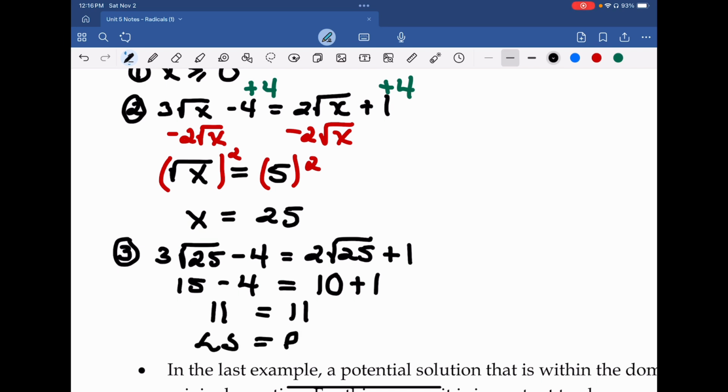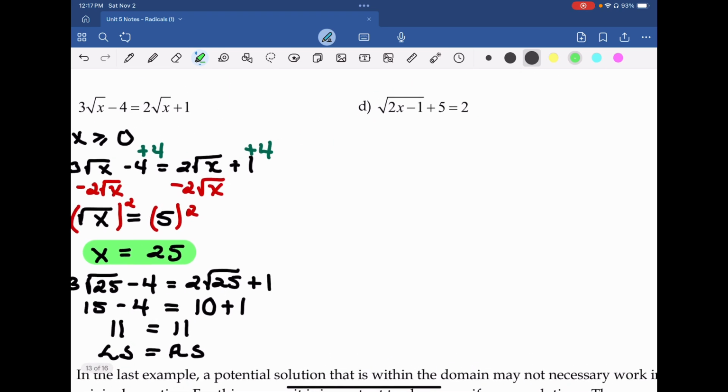Left-hand side is equal to right-hand side. And we're satisfied with this. We're like, hey, it works. We verified it. It's all good. Perfect. Okay. One more example for this section here.